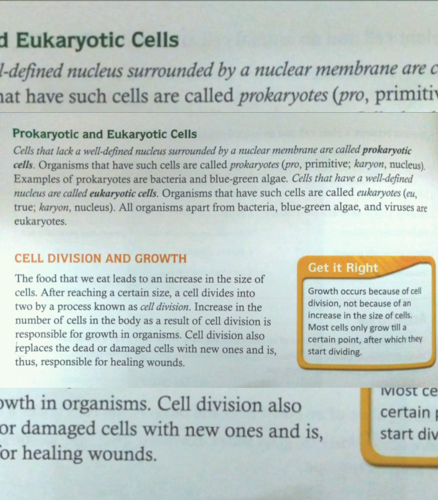Now we studied in the cell theory that the new cells are formed because of the pre-existing cells. So this is the basis of cell division and growth. The food that we eat is responsible for increasing the size and number of cells. But after reaching a certain size, the cell divides into two by a process that is known as cell division. Increase in the number of cells in the body as a result of cell division is responsible for growth in organisms. Cell division also replaces the dead or damaged cells with new ones and is thus responsible for healing of wounds.